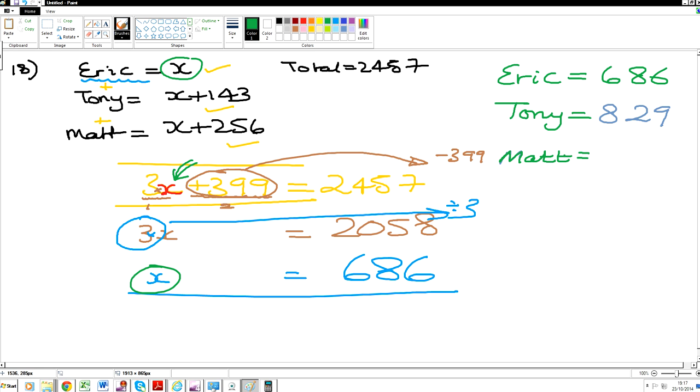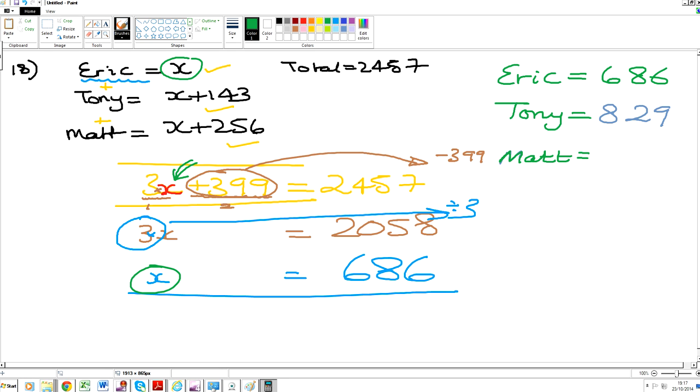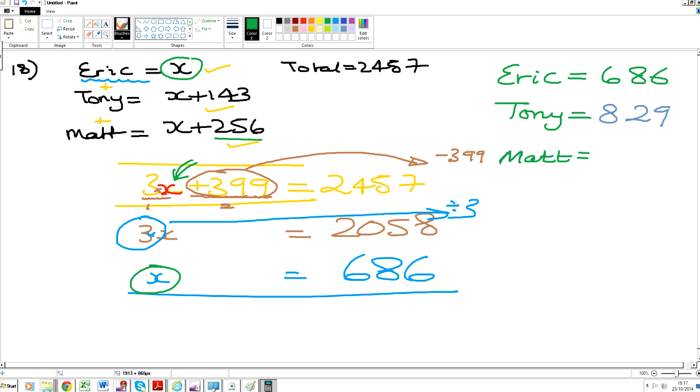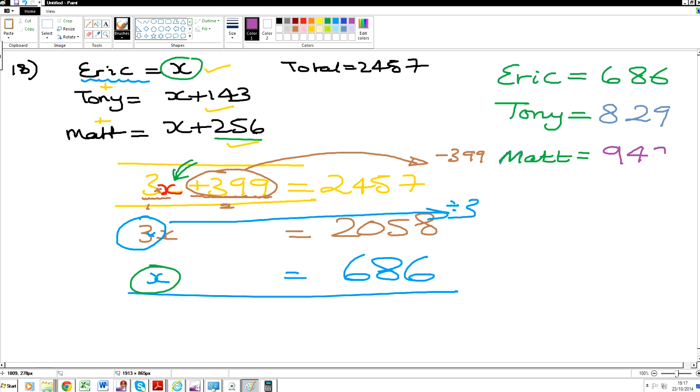So how much does Matt have? Matt has 256 more than 686. So we've got 686, and we've got to add 256 to that. Has anybody worked that out? 256. Add. That gives us what? 872. 942.